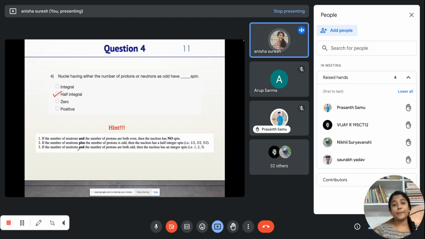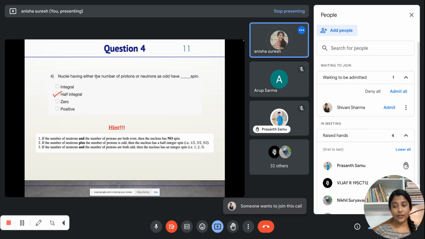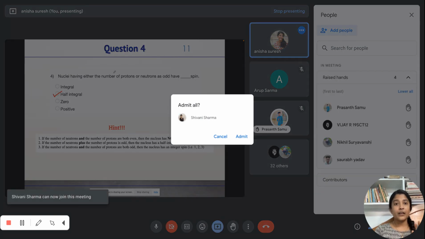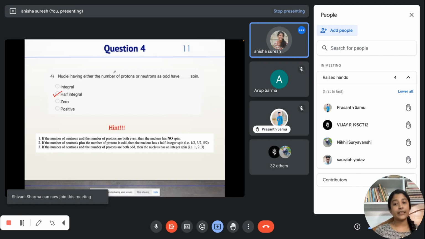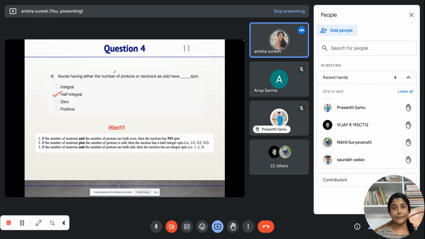If both the number of neutrons and number of protons are odd, then their sum will be even and it will result in an integer spin of the nucleus. In the question they have asked either the number of protons or the number of neutrons as odd. So that is why the nucleus is having a half integral spin. Is it clear?